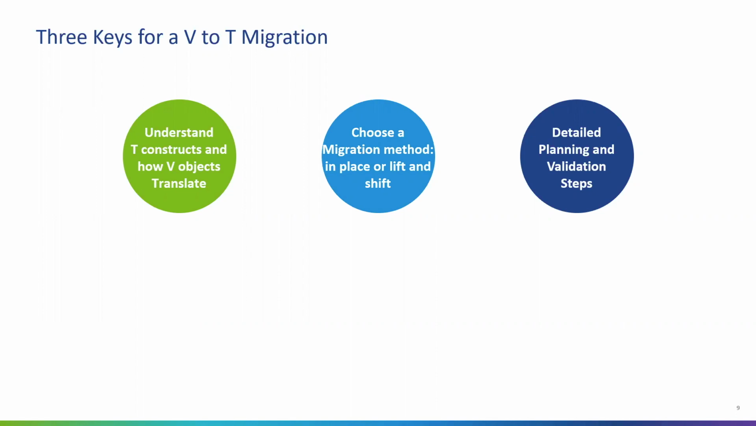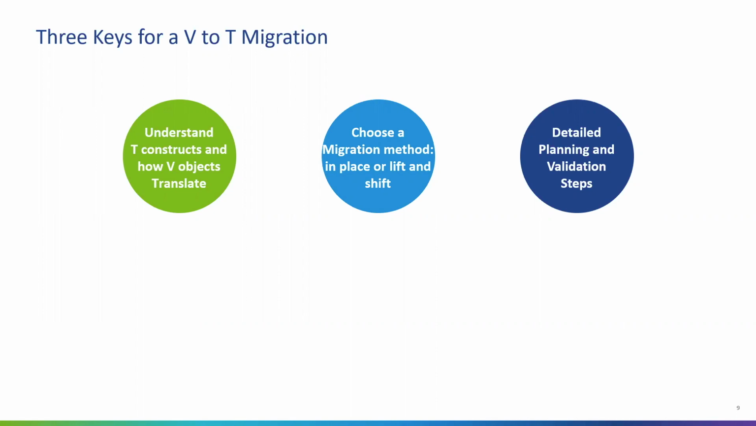Lift and shift means I have a single vCenter, and I'm not moving to a brand new greenfield VCF deployment with a separate vCenter. I have the same vCenter, and I'm going to stand up T in parallel, and I'm going to shift things over from V to T. That's one of the most common methods.